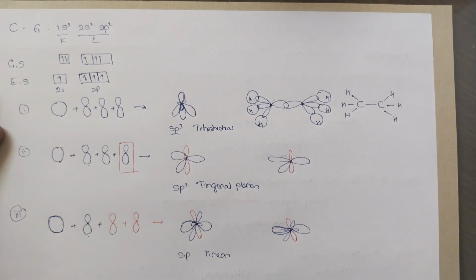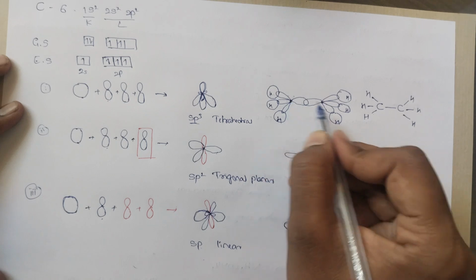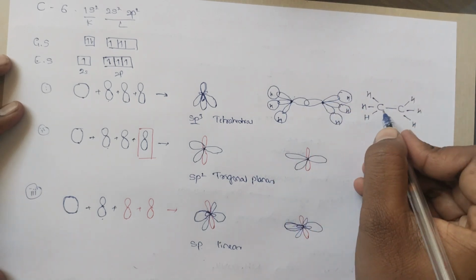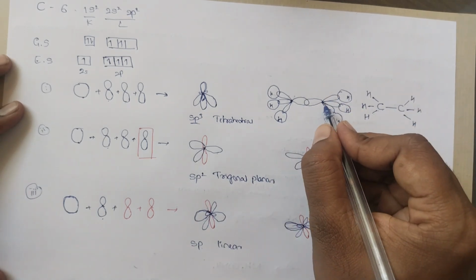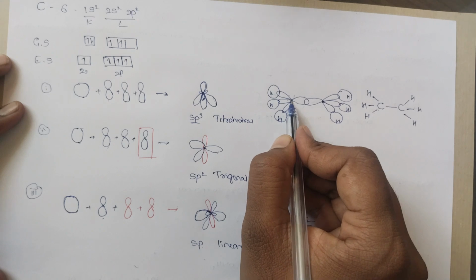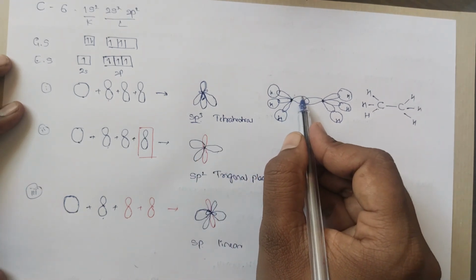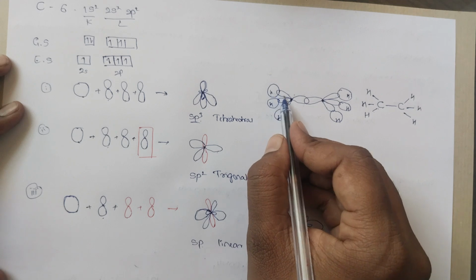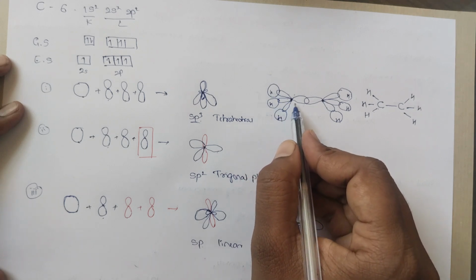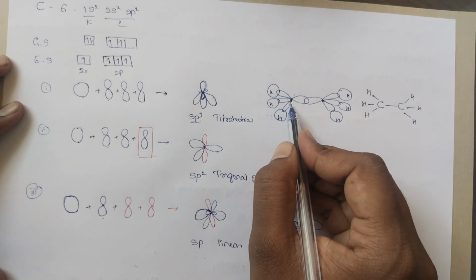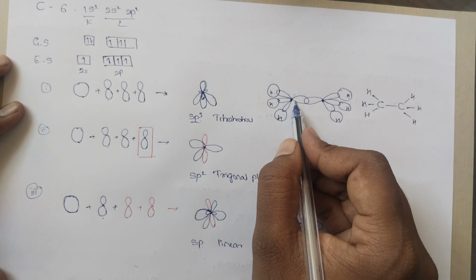Okay. See, this is a carbon. This is also another carbon. This carbon is this, and this carbon is this. Okay. This carbon is sp3 hybridized carbon. Here are the one sp3 orbital, second one, third one, and fourth one. So in total there are 4 sp3 orbitals.